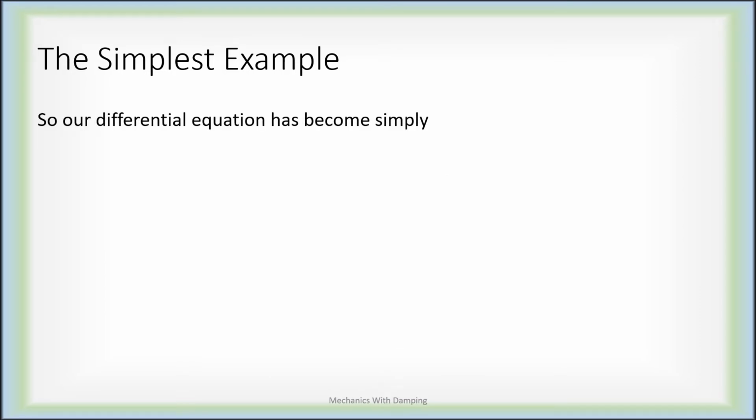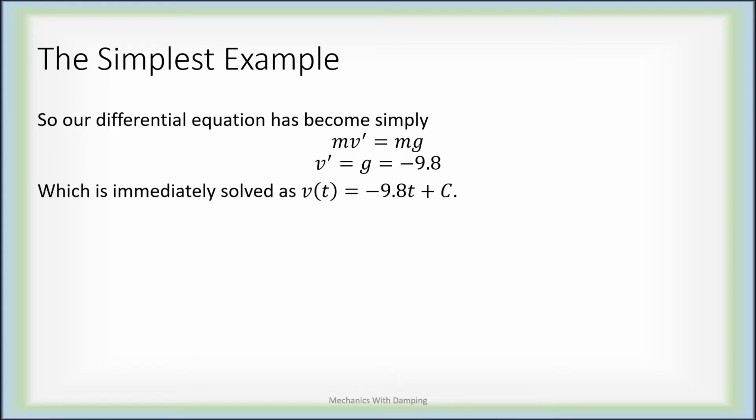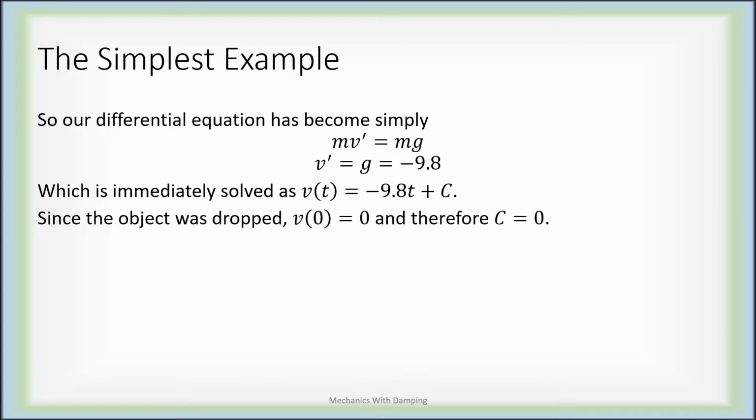So the differential equation has just become mass times acceleration is force, but our force was just mass times that gravitational constant. Now the masses cancel out, so v prime, our change in velocity, must just be g, and we were using negative 9.8 meters per second squared. We can pretty immediately integrate this to get our velocity as negative 9.8 t plus some constant. Our initial condition is that at time 0 we dropped, in other words we had no initial velocity. So we pretty quickly solved for c is equal to 0.